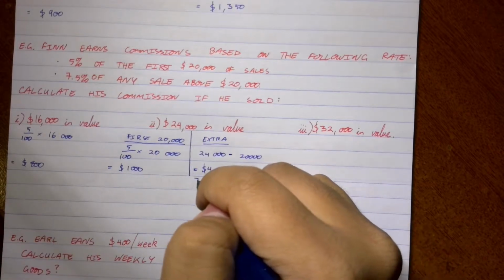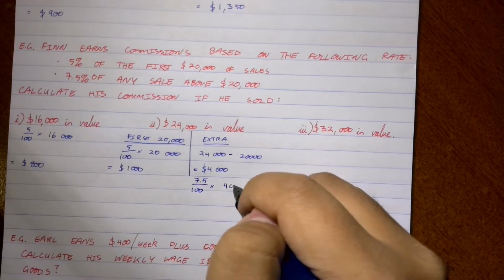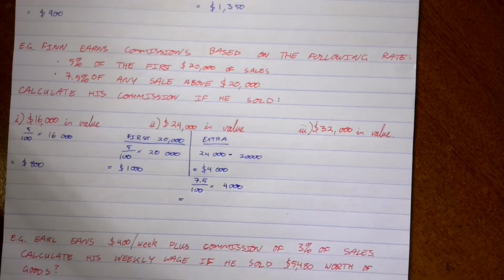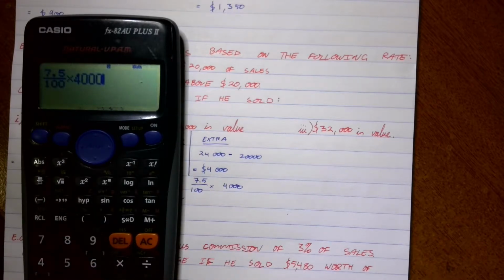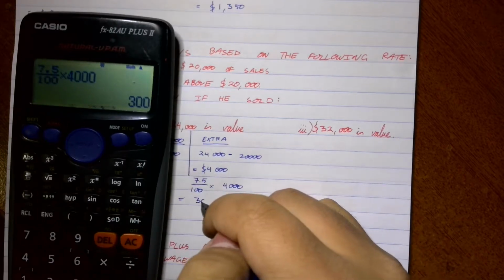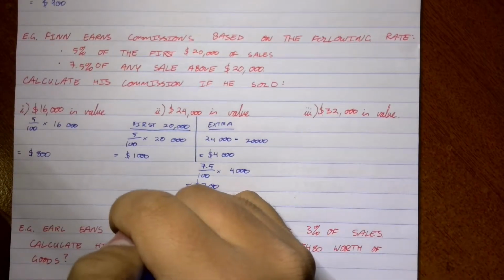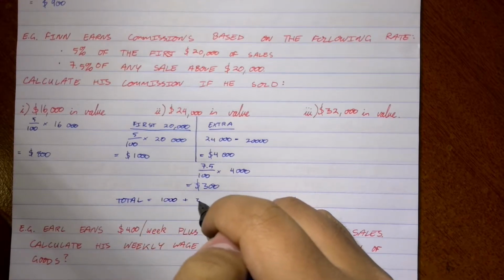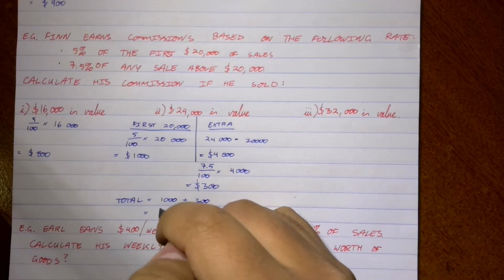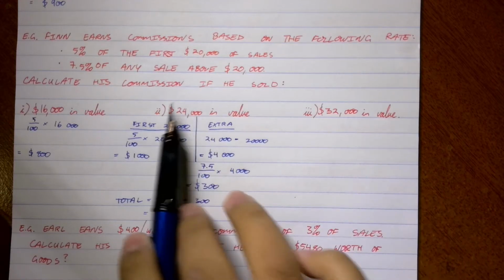So let's calculate that. That's 7.5% over 100 times the $4,000. So that is 7.5 over 100 times 4,000. That's an extra $300. I'm pretty sure you can see the total now is just adding everything together. 1,000 plus the 300. That's a total of $1,300 on this sale.